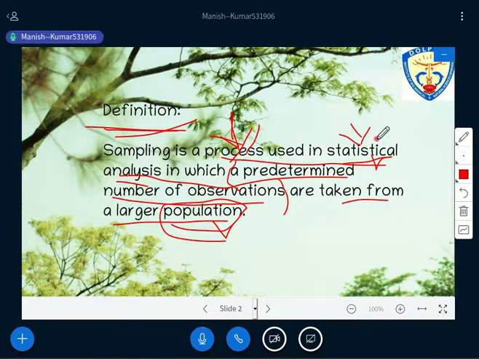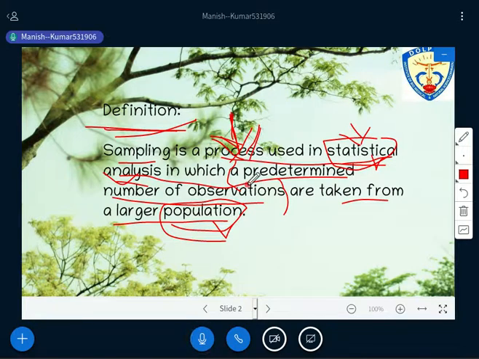Used in statistical analysis means you need to collect the data, then you have to make a representation of that data, then you have to analyze the data, right? And finally interpretation. So that is statistical analysis. When you are using sampling, you are using some step by step method to collect the data, to understand the data, to tabulate the data, right? Then you are using some mathematical tools to analyze those data, and finally the inference has to be made there. So that is statistical analysis.